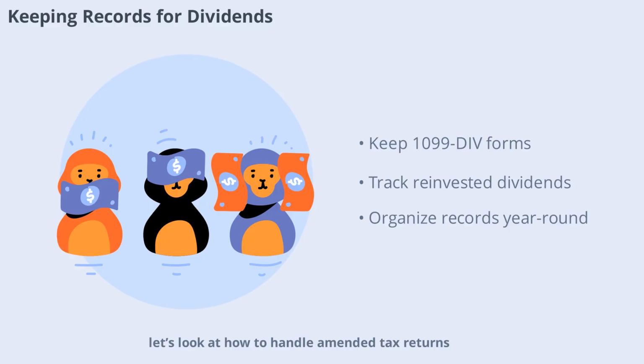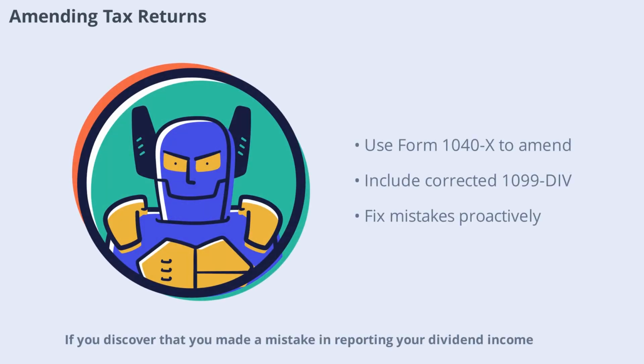Next, let's look at how to handle amended tax returns if you discover a mistake with your dividend reporting. If you discover that you made a mistake in reporting your dividend income, don't panic. You can file an amended tax return using Form 1040-X. This allows you to correct errors and avoid potential penalties or interest. Be sure to include any corrected Forms 1099-DIV and explain the changes clearly. It's always better to fix mistakes proactively rather than wait for the IRS to contact you.